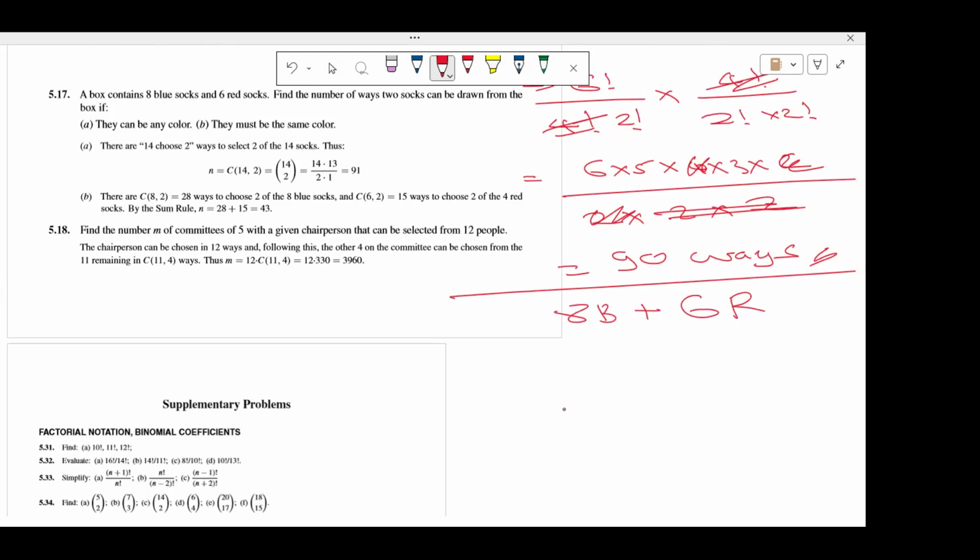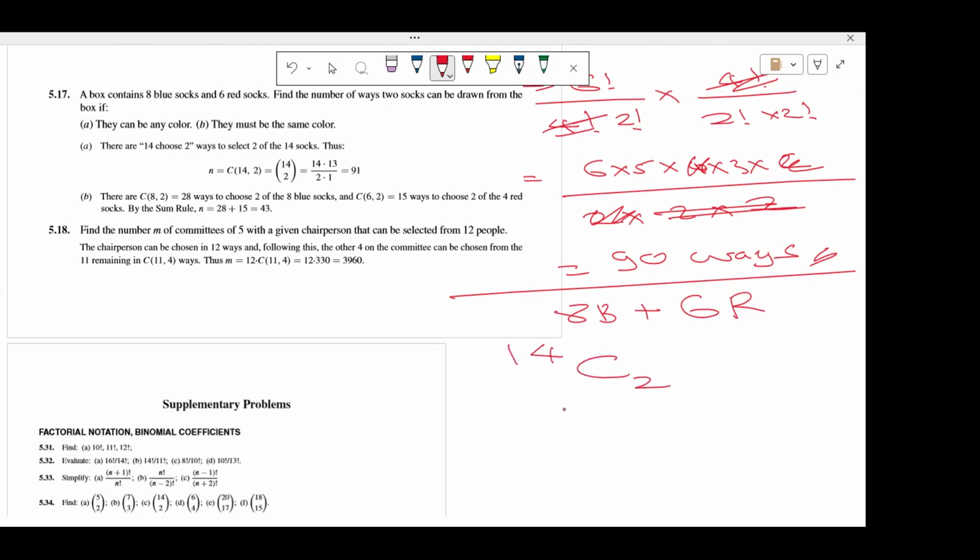In the first question, they can be any color. There is no condition. Inside the box, it contains 8 blue color and 6 red color socks. We need to select 2 socks. Any color means both are blue color, or both are red color, or both are different colors. So there is no condition. So the answer is 8 plus 6, 14.